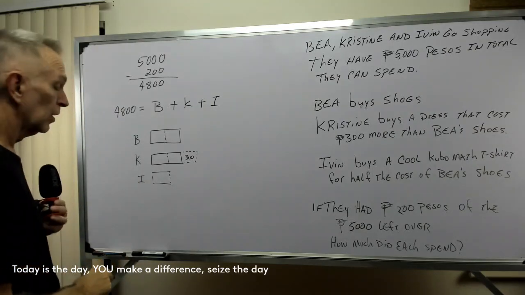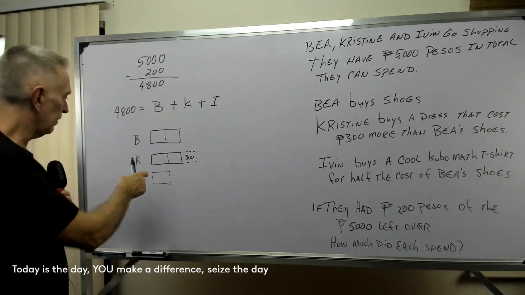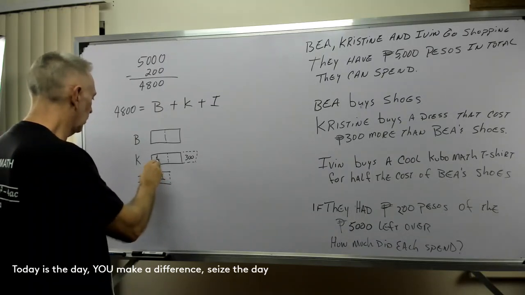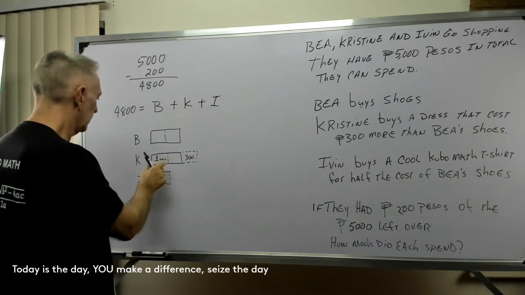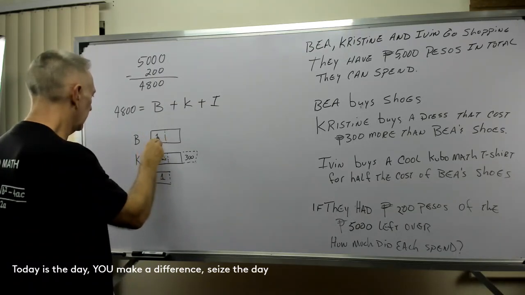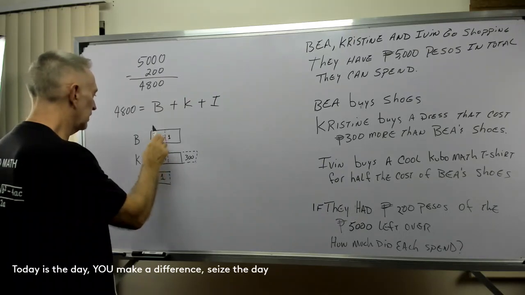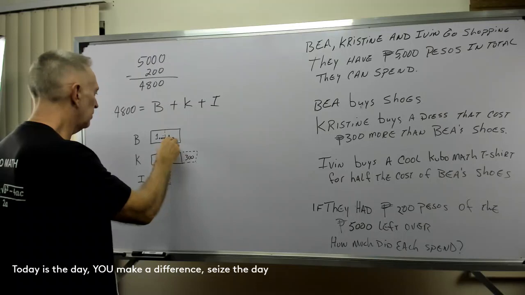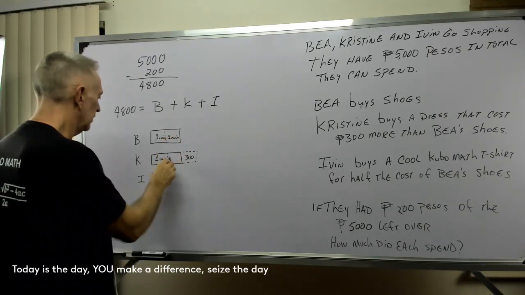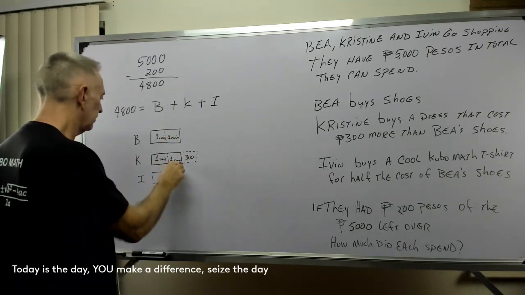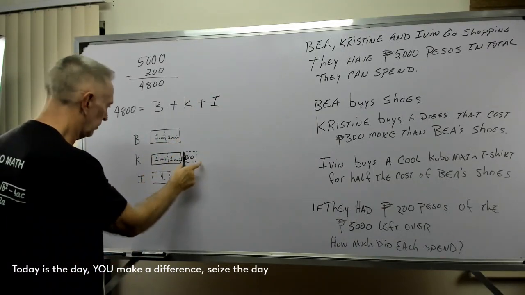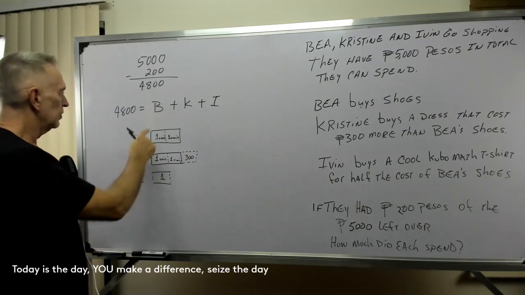spent. So let's let what Ivin spent be 1 unit. And this is 1 unit. And that's 1 unit. Well, that's obviously 1 unit because we cut hers in half. He spent half. So that would be 1 unit. This is also 1 unit because it was what Bea spent plus 300. So let's look it up here.